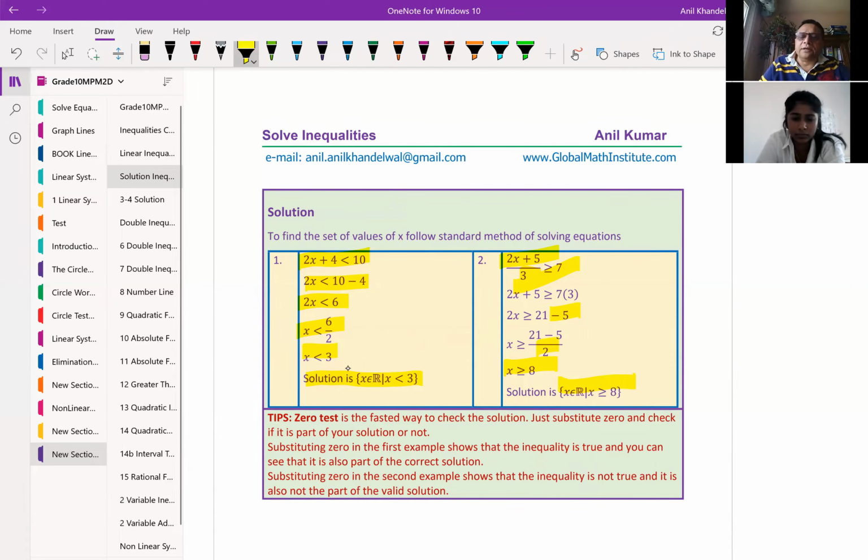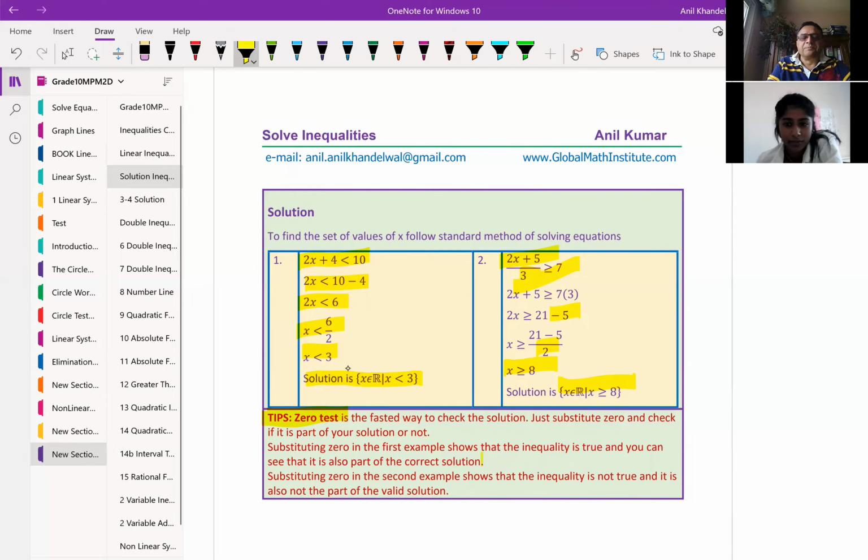Correct? Now here, I would like to discuss with you how to test whether our answer is right or wrong. For that, we have a zero test method. I'd like you to read what I have written here. Tips: zero test is the fastest way to check the solution. Just substitute 0 and check if it is part of your solution or not. Substituting 0 in the first example shows that the inequality is true, and you can see that it is also part of the correct solution.